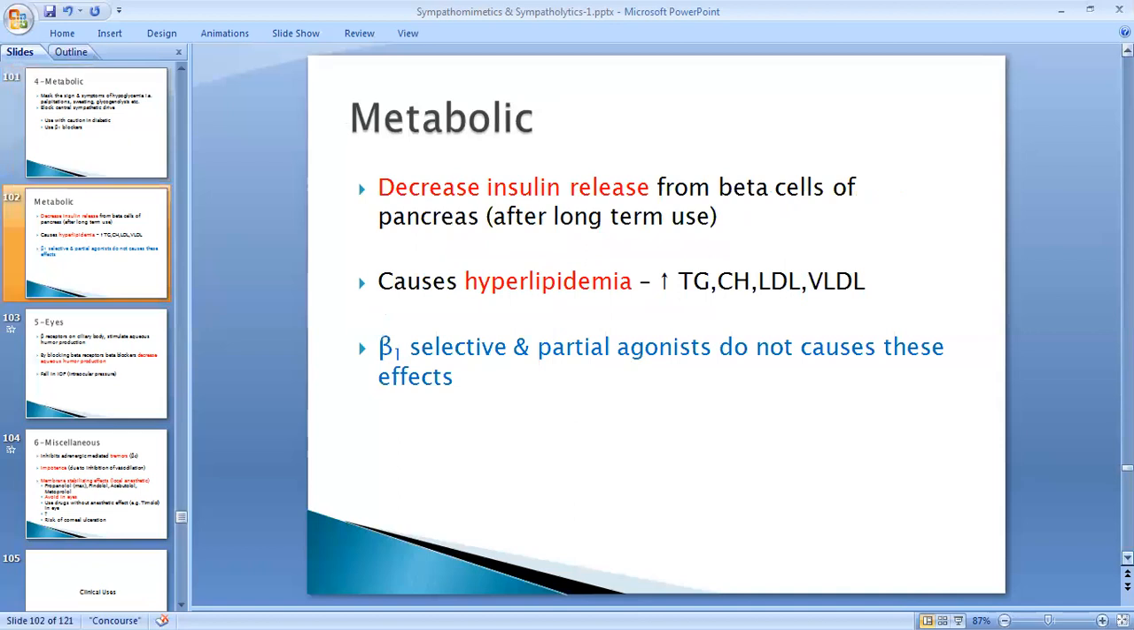Other metabolic disorders: decreased insulin release from the beta cells of the pancreas. It also causes hyperlipidemia; triglyceride, cholesterol, and VLDL levels are increased with the use of beta blockers, and high density lipoprotein is decreased. Beta 1 selective and partial agonist drugs do not cause these effects. So if we use beta 1 selective or intrinsic sympathomimetic drugs in such cases, they have little or no effect on lipid metabolism.